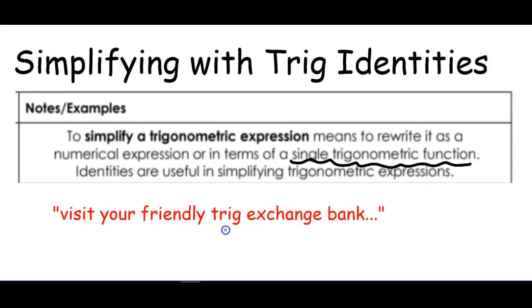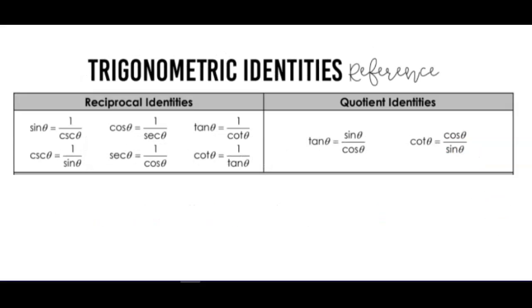So we are going to visit our friendly trig exchange bank. It's kind of like when you go to the bank and you turn in two 10s to get a 20, okay? So these are the things we can trade in. When we see a 1 over cosecant, we can trade it for a sine. When we see a secant, we can trade it for a 1 over cosine. All of these are reciprocal identities, and you should memorize these, okay?